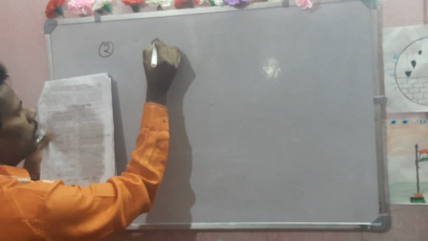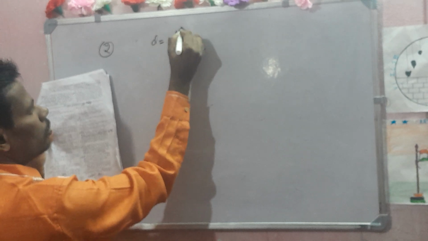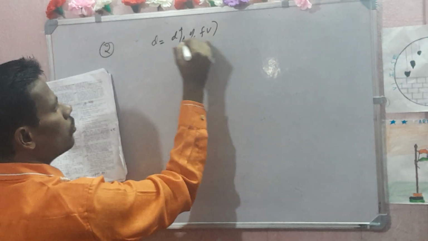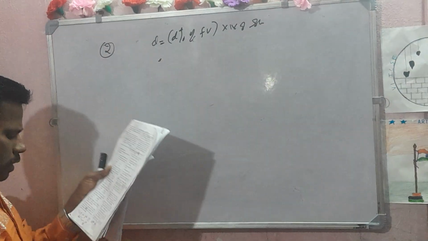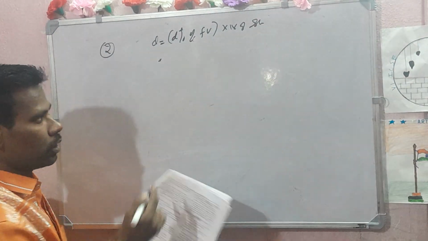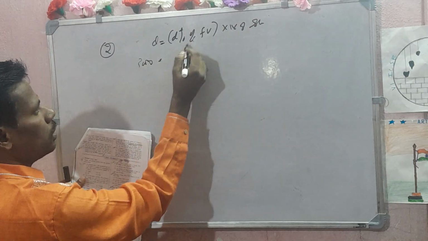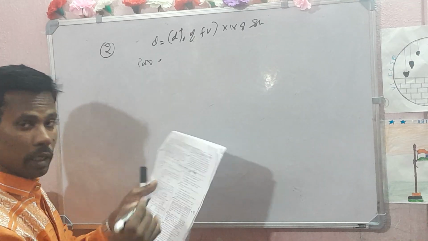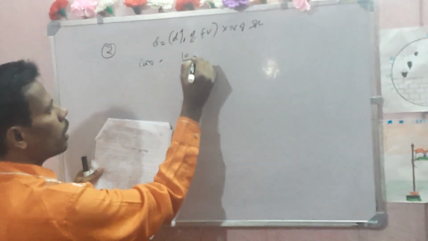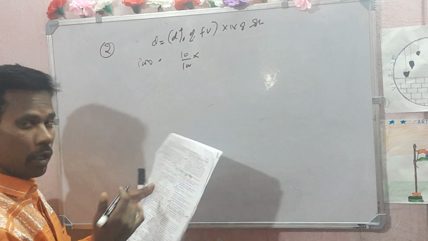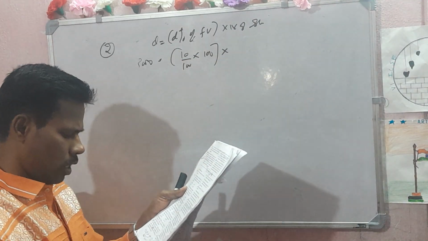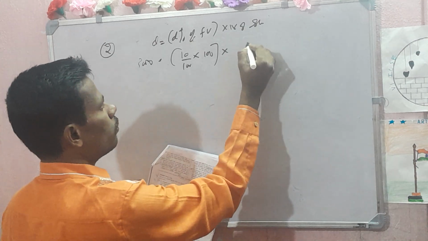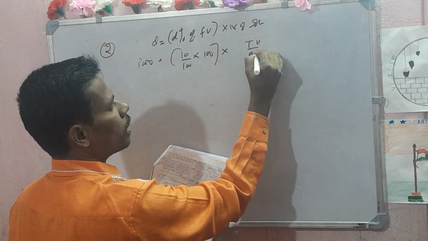Dividend is equal to dividend percentage of face value into number of shares. What is the dividend given? Sharad gets 3,000. That means dividend 3,000 is equal to dividend percentage, already given as 10 by 100, into face value, already given as 100, into number of shares. How do we get the number of shares? Total investment by market value.